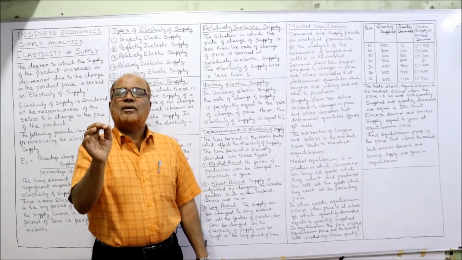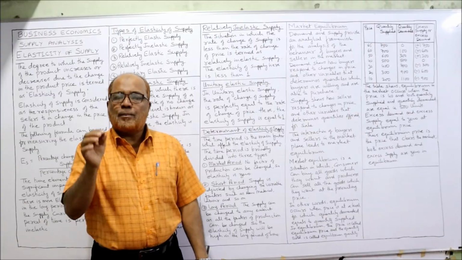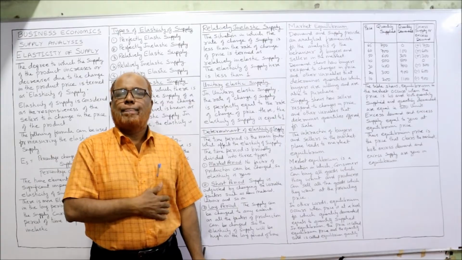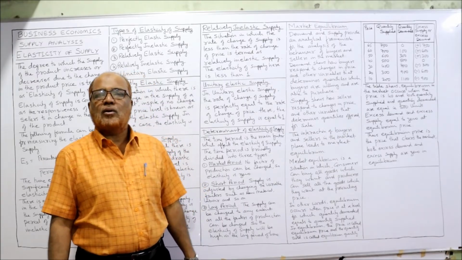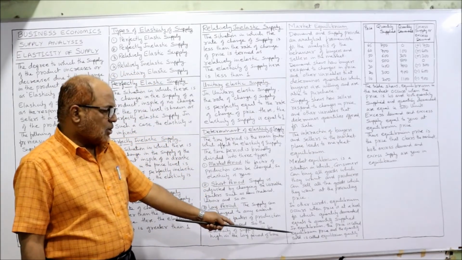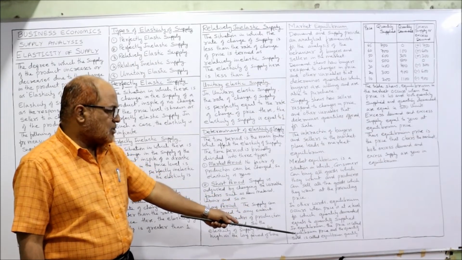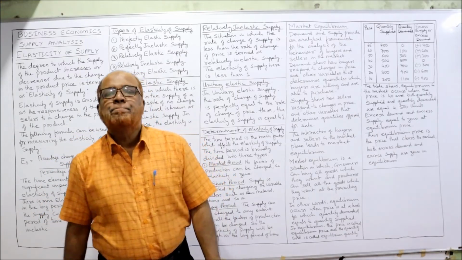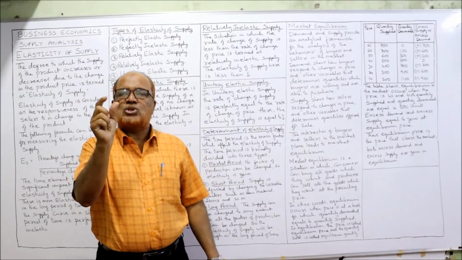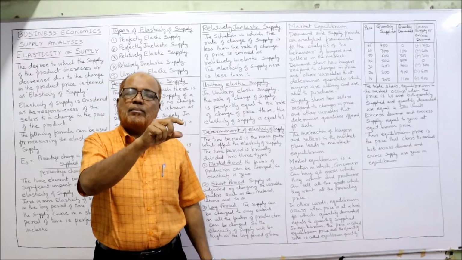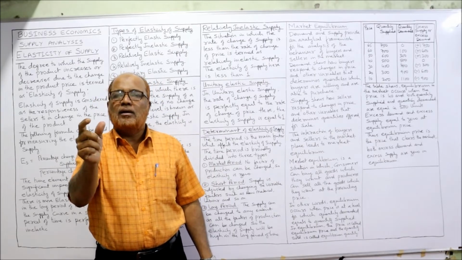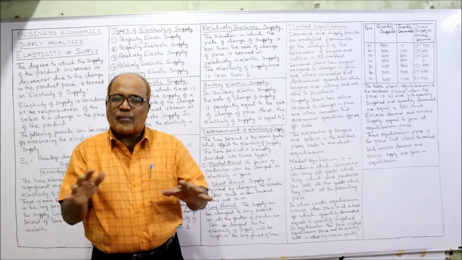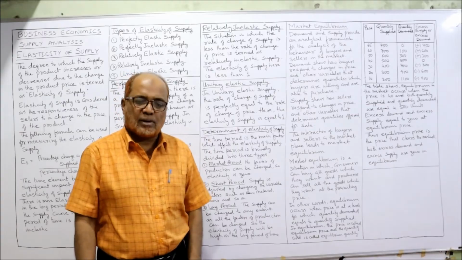So, equilibrium is a situation. It's a price at which the total quantity demanded is equal to total quantity supplied. In equilibrium, the price is called equilibrium price and the quantity is called equilibrium quantity. When the market reaches a position where the total demand and total supply both are equal, the price is called equilibrium price and the demand and the supply is called equilibrium supply.